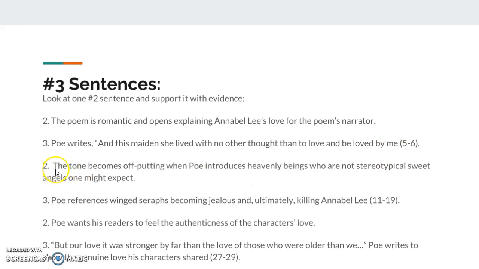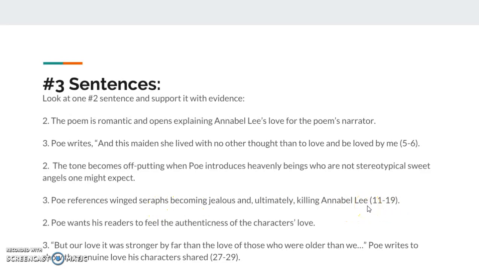Here's my other number 2. The tone becomes off-putting when Poe introduces heavenly beings who are not stereotypical sweet angels one might expect. Oh, sorry. So here's the number 3 sentence, the detail. Poe references winged seraphs becoming jealous and ultimately killing Annabel Lee. This is not a direct quote, but it's clear when you read the poem a couple of times this is what's happened. So I'm using his words, winged seraphs, which is fine.